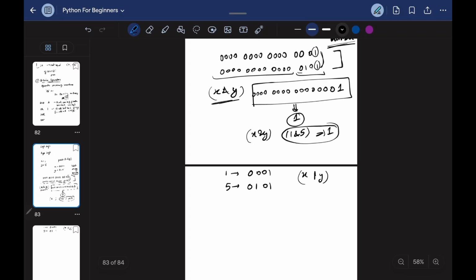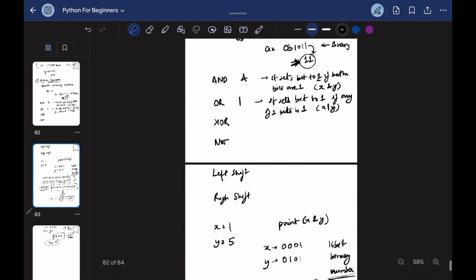So if I do X or Y, I said if any of the bits is 1, it will convert it to 1. Over here they both are 0, so it will become 0. Now 01 will become 1. Now 0 and 0 will become 0 because none of the bits is 1. And then 1 and 1 will become 1, because it is fulfilling the condition that if one of the bits is 1. So this answer will come to 5. So if we do X or Y, the answer will be 5.